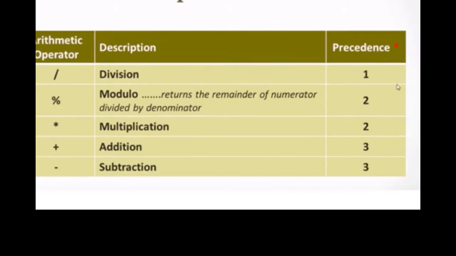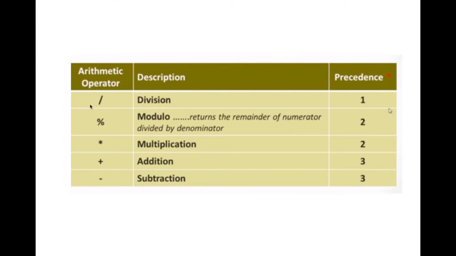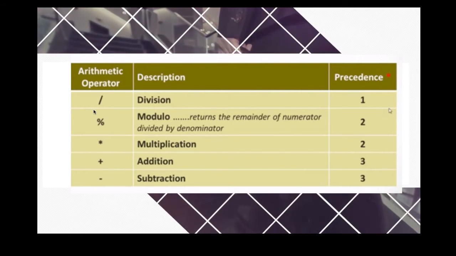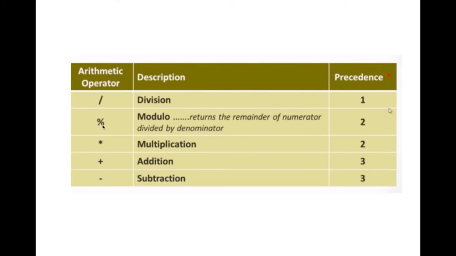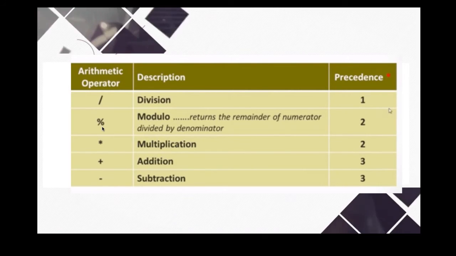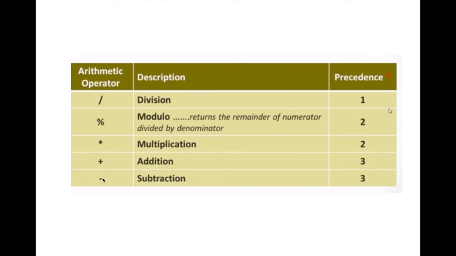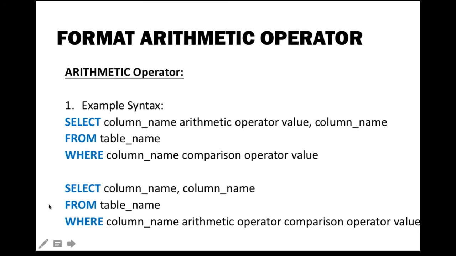Arithmetic operators. Here are some classic arithmetic operators that we can use to make our queries more precise: the division operator, the percentage sign, the multiplication sign, the addition sign, and the subtraction sign. The basic arithmetic operator syntax looks like this. It can either be in the select statement or in the where conditional statement. It doesn't matter if it's up in the select statement or in the where. It can be in either.